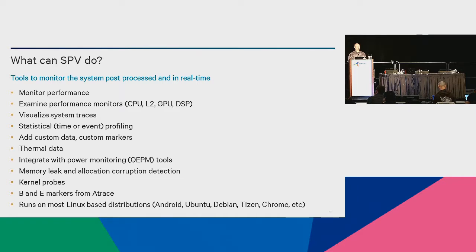We can also visualize system traces. So we take ftrace and put it into a nice GUI for you and combine that with a bunch of information. We also bring in thermal data, similar to what Trepn was showing you. As Rick was mentioning, the Qualcomm Embedded Power Monitor tool is written by the same team that writes the Snapdragon Performance Visualizer. They were designed to work and collaborate together, and you'll see how seamlessly they integrate a little bit later on in the demonstrations.